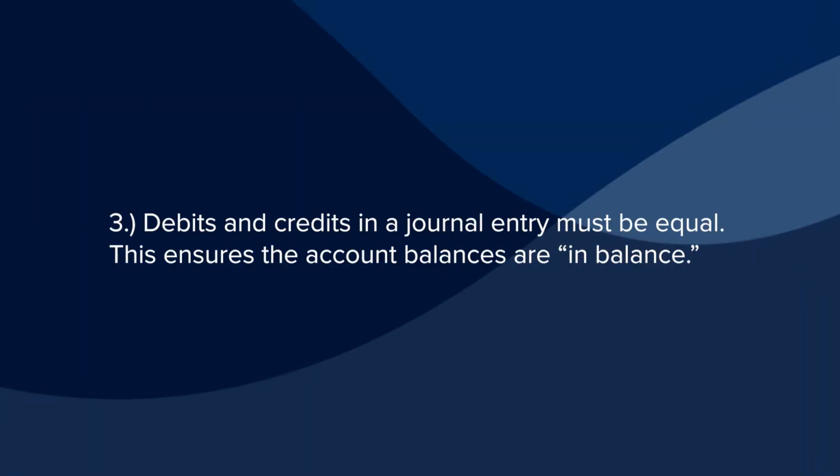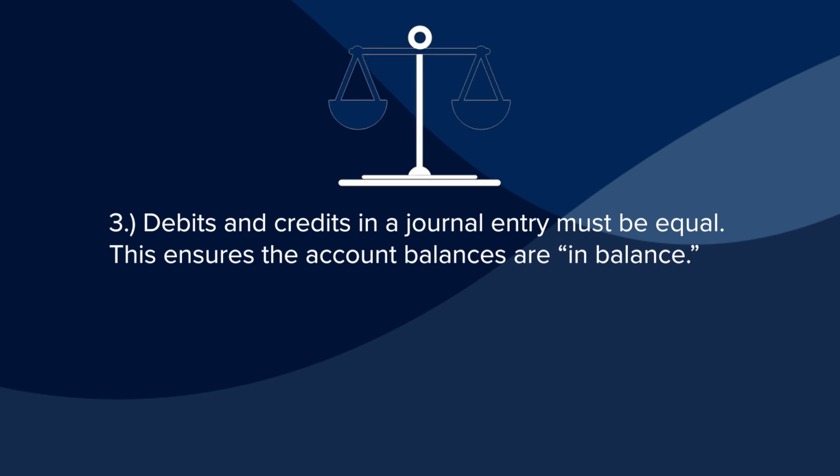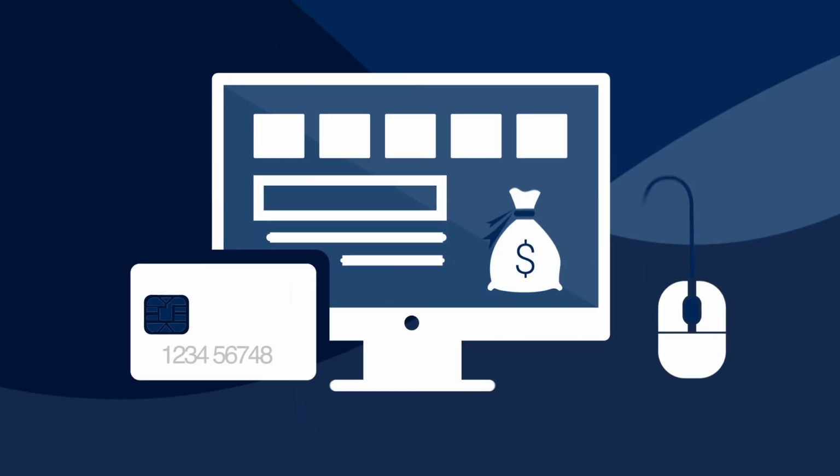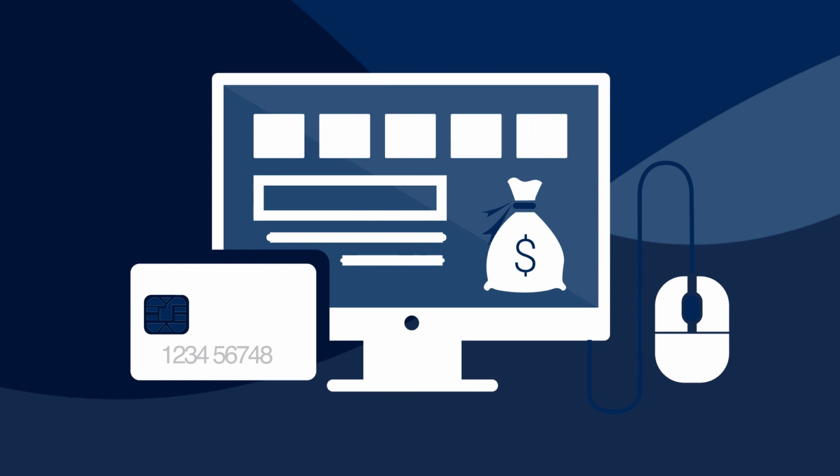Debits and credits in a journal entry must be equal. This ensures the account balances are in balance. And finally, while making a journal entry is relatively simple, maintaining hundreds or even thousands of journal entries each accounting period can be time-consuming and error-prone. That's why companies use accounting software to automate journal entries.